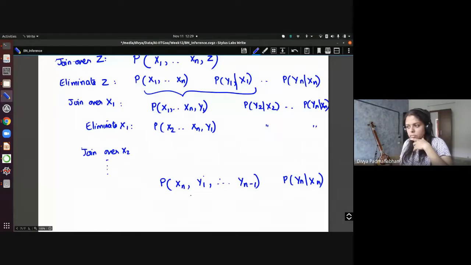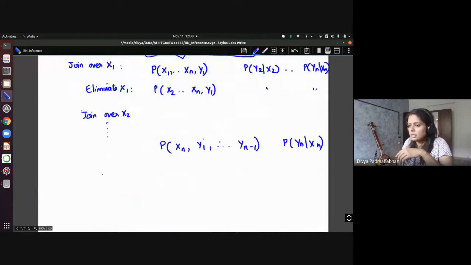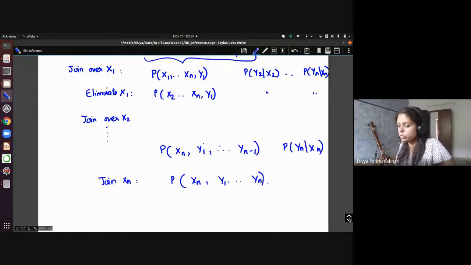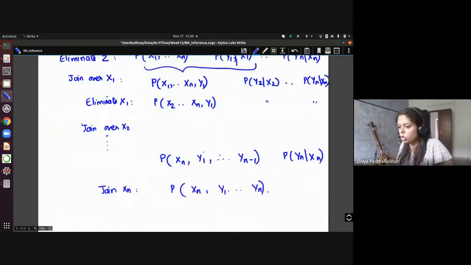And what do you do next? We need to join over xn. So next step is to join over xn. What does that give you? P of xn and y1 up to yn. And then what do you do? Normalize over y1 to yn. So normalize over basically all these values over y1 to yn. That will give you xn given y1 to yn.